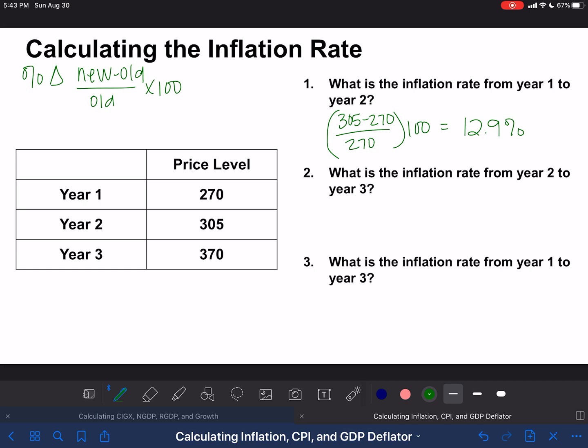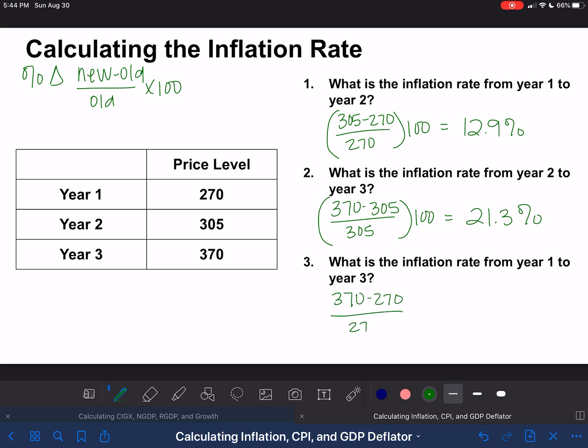So number 2, from year 2 to year 3, it's 370 minus 305 over 305 times 100, which will give us 21.3%. And then year 1 to year 3 is 370 minus 270 over 270 times 100, which will give us 37%. So the 12.9%, 21.3%, and 37%, that's the inflation rate. The inflation rate from year 1 to year 2 was 12.9%. The inflation rate from year 1 to year 3 was 37%.